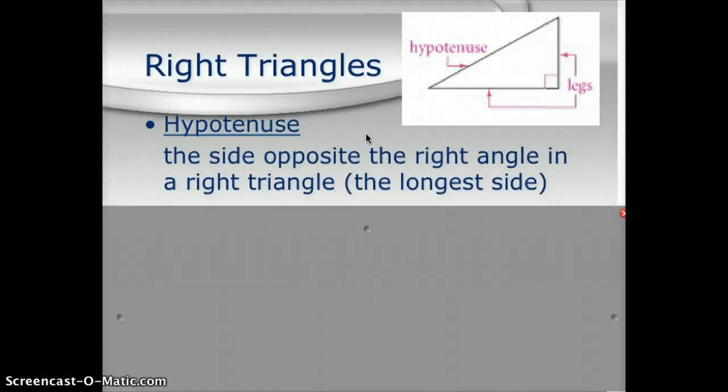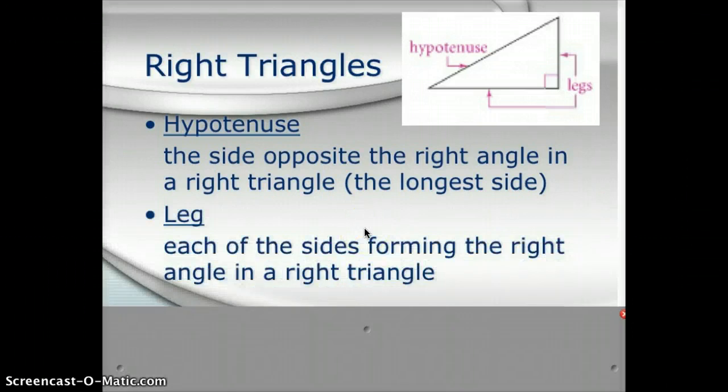The hypotenuse is always the side that's opposite the right angle in a right triangle, and it's always the longest side. So those two things are always true about a hypotenuse: opposite the right angle and the longest side. The legs are each of the sides that form the right angle in a right triangle. So they touch the right angle. Those are called the legs.